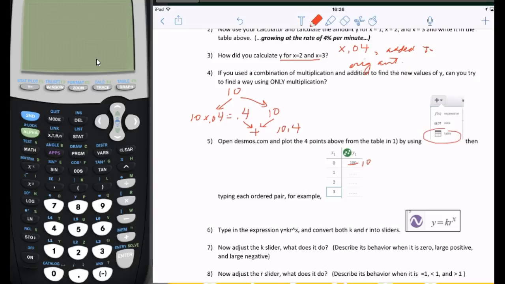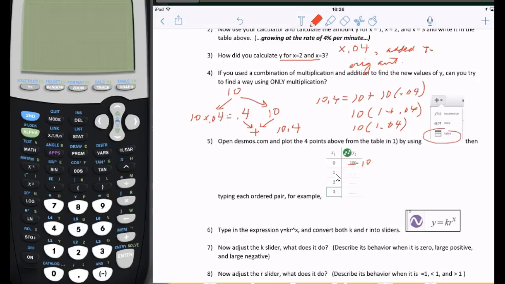If we wrote that out in an equation, we would write 10.4 equals 10 plus 10 times 0.04. Now what if we factored out a 10 from both of those? We would get 10 times (1 plus 0.04), which is equal to 10 times 1.04.